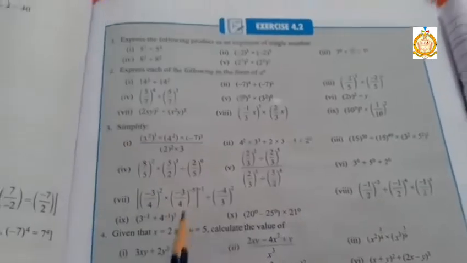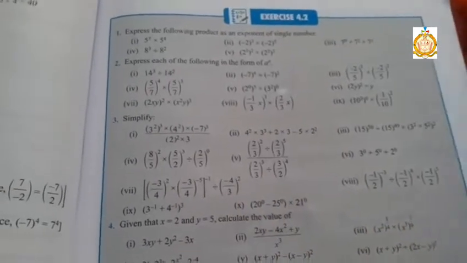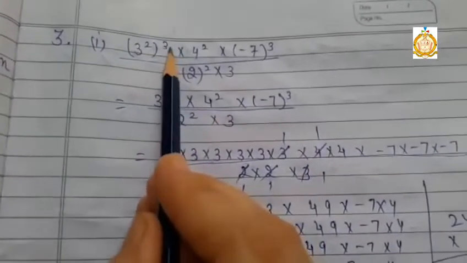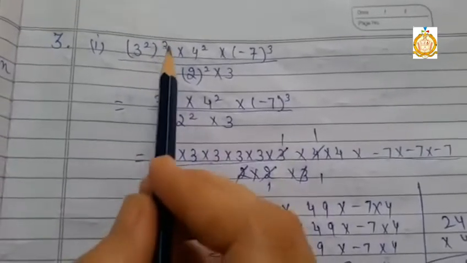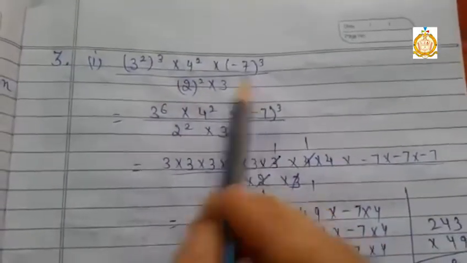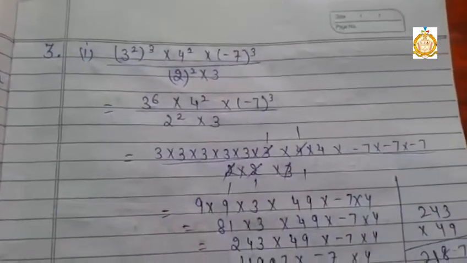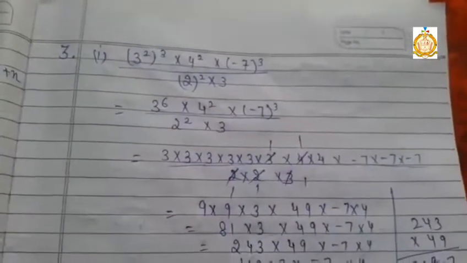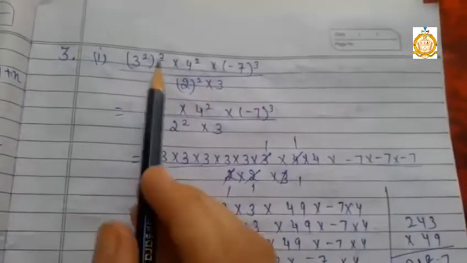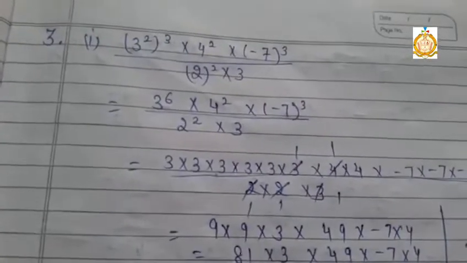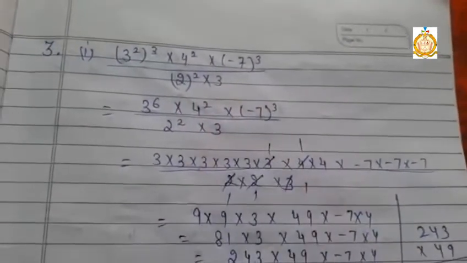Now in the third part we have to simplify, that is we have to completely solve the sum. Here in this sum we are given with (3 raised to power 2) whole raised to power 3 into 4 raised to power 2 into (minus 7) raised to power 3 upon 2 raised to power 2 into 3. Here powers are written in the bracket form, so these can be multiplied. Here we can multiply the powers and you will get 3 raised to power 6, 2 into 3 is 6. And writing the other terms as such.